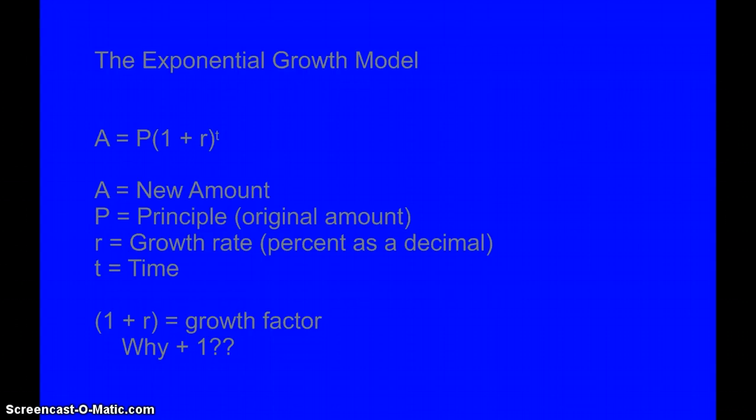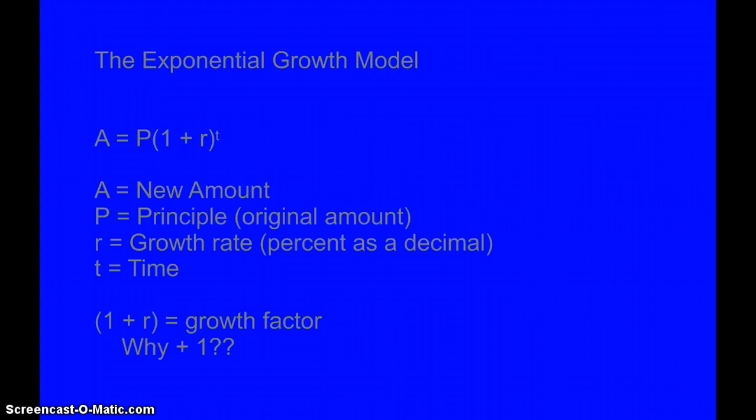R is a growth rate. That would be the percent you're changing by, and we always use it as a decimal. So therefore, if you were using 3.5% change, you would plug in 0.035 because we never use the actual percent. We always change it to a decimal when calculating. And T would be time. And for most everything we're going to do today, time will be measured in years.